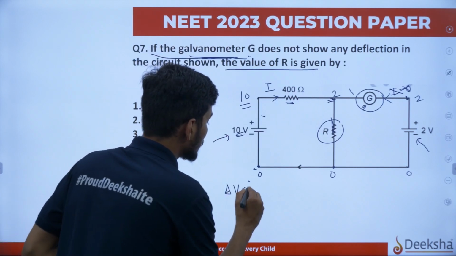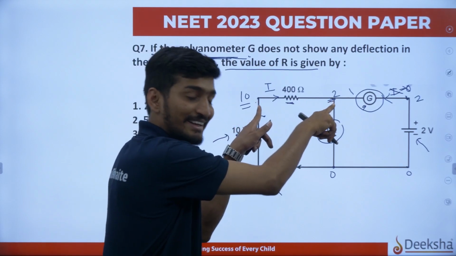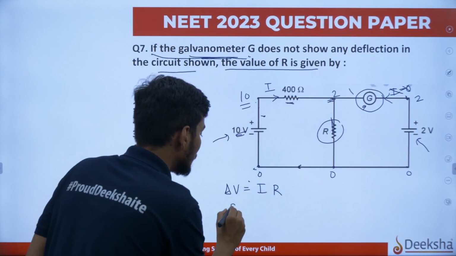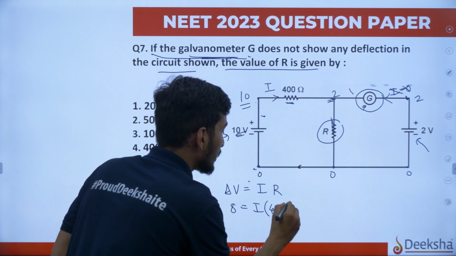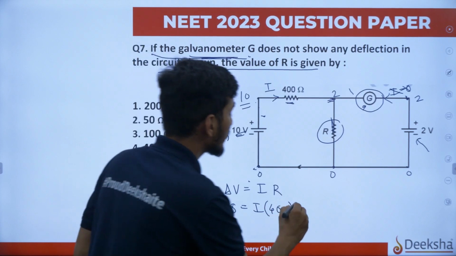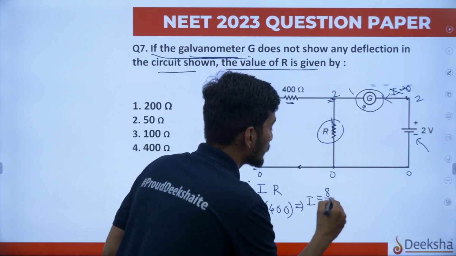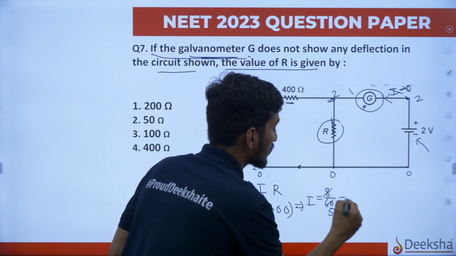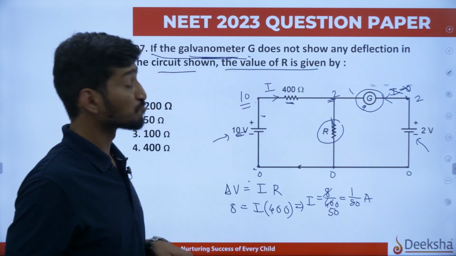Potential dropped is equal to I into R. How much potential dropped here? 8, right? 10 minus 2, 8, is equal to I into 400. And from here I can find out the value of I. I becomes 8 by 400, or simply 1 by 50 ampere.